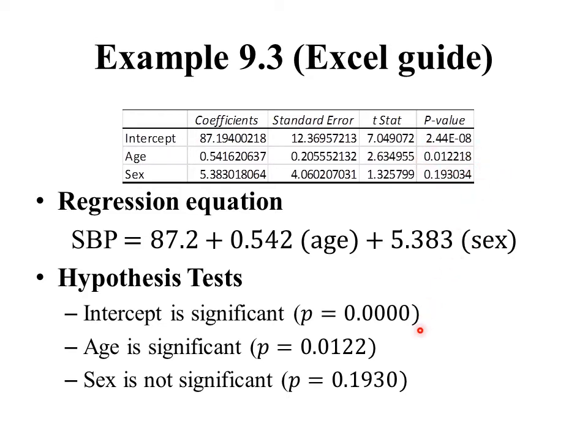Then we look at the next one, age. That p-value is also small, less than 0.05, so that is significant. But now if we look at the last one, sex, that p-value is rather large, and so sex is not a significant predictor of systolic blood pressure. And so we again interpret these multiple regression results just like we do with single regression results as we did in Part B.